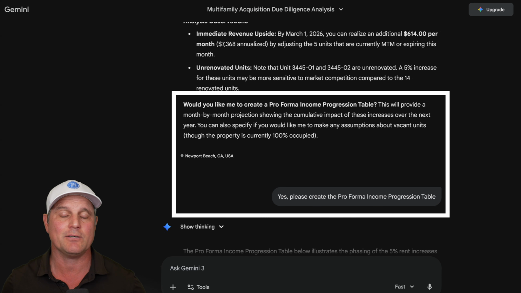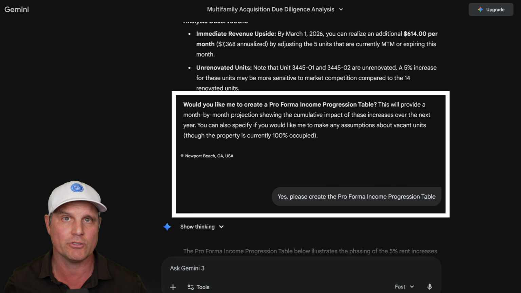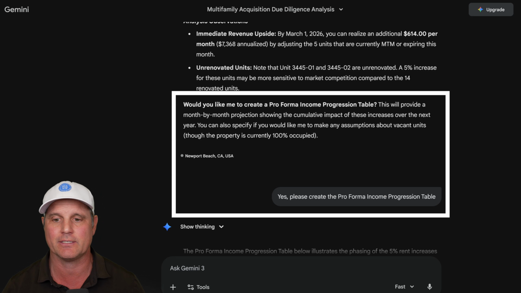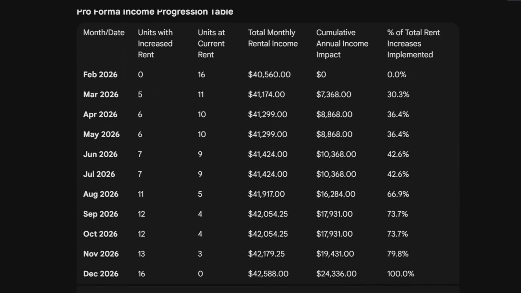Now that we got that, why not create a pro forma income progression table that shows when these can go into effect and what our income looks like throughout the year. So it runs through and shows the increases and how it changes the total monthly rental income.